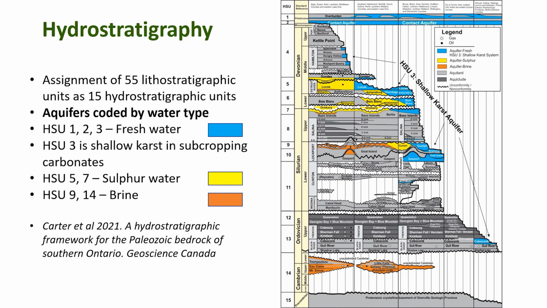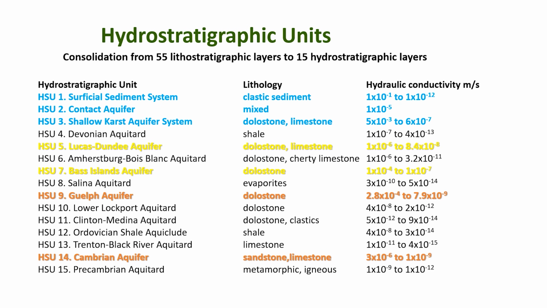Freshwater occurs in 3 shallow water aquifer systems. One in the superficial sediments, HSU2, and a contact aquifer at the sediment bedrock interface, and HSU3 in shallow karst developed at the subcrop edges of carbonate formations. In intermediate to deep subsurface, thin aquifers of brackish to saline sulfur water or brine occur in paleokarst horizons developed at disconformities at the upper surface of carbonate bedrock formations where they were exposed to subaerial weathering in the geologic past. This chart just summarizes the 15 identified hydrostratigraphic units.